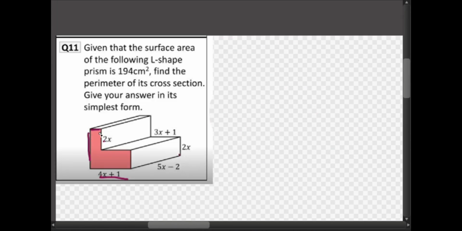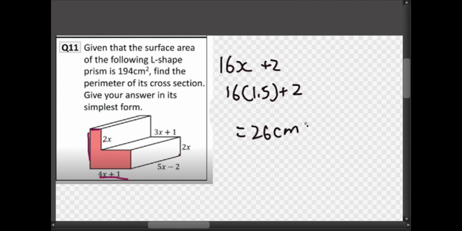Okay, so before we've already found out that the perimeter of the red area is 16x plus 2. So now we substitute x equals 1.5, and the answer will be 26 cm, which is the perimeter of its cross section.